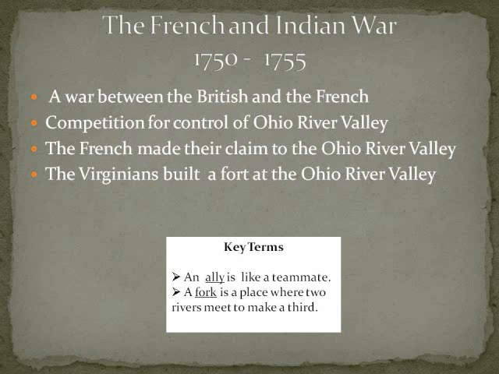Around 1750, the French had moved to make their claims to the Ohio River Valley stronger. They sent soldiers into the region to drive out British traders. Then the Virginians built a fort at the forks of the Ohio River Valley. They barely finished the fort when suddenly the French attacked.